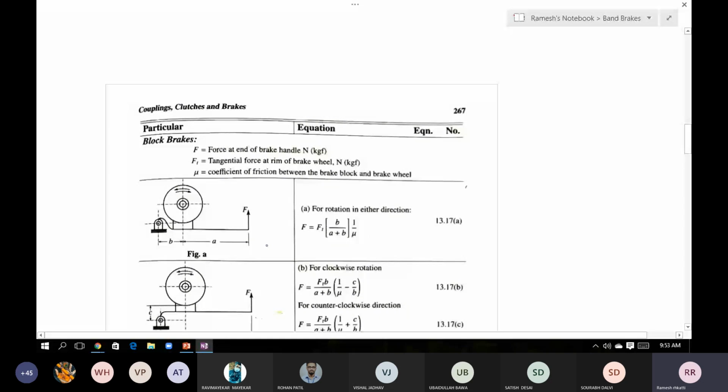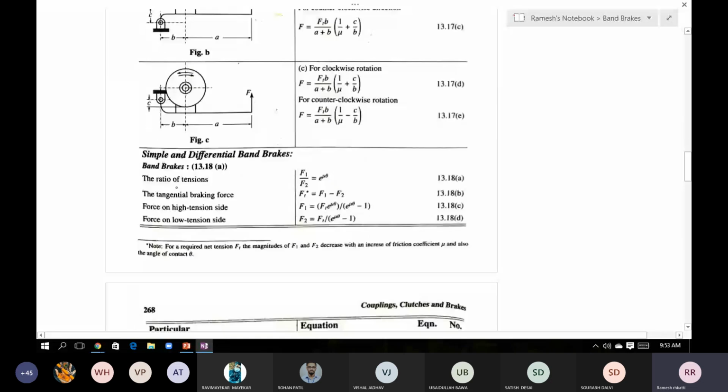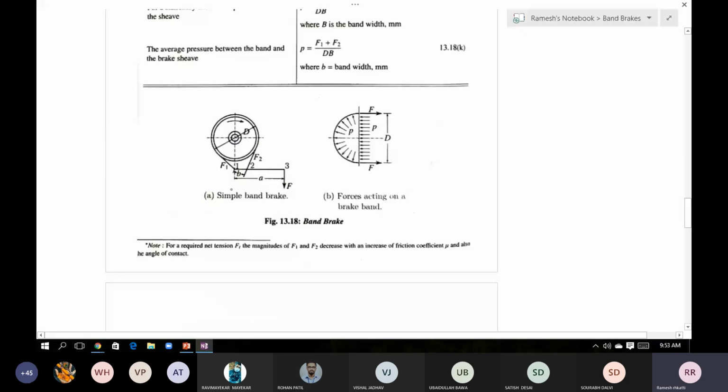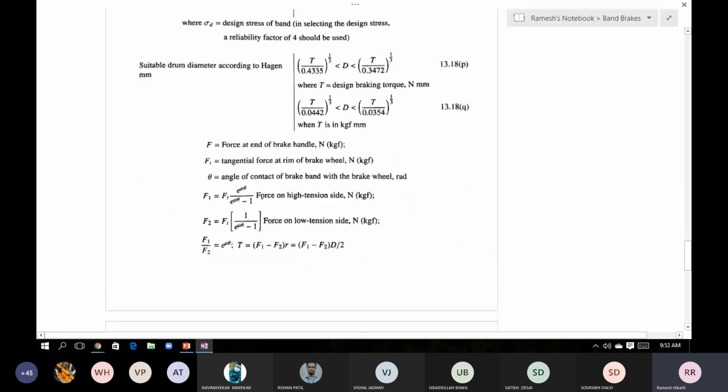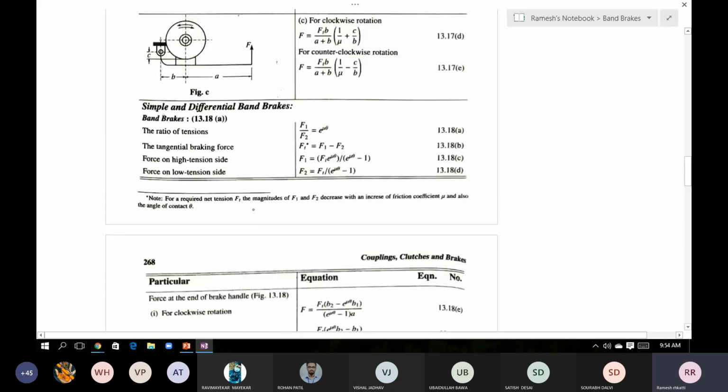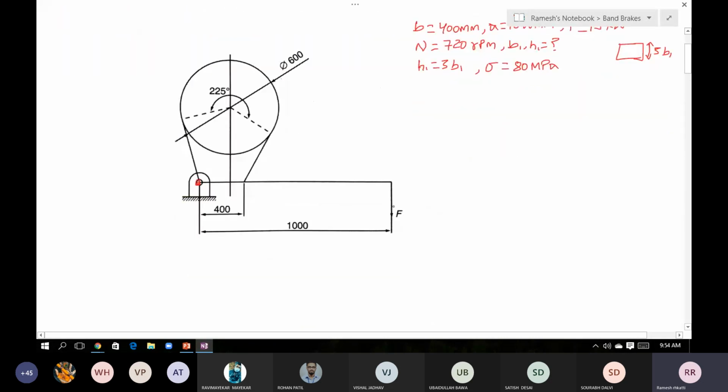Here you can see that this is the simple lever differential band brake. Now we are going to solve problems on simple band brakes. The equations are on page number 266. This is the simple band brake. Different figures are there; now we can see two figures, figure E and figure D. It is a simple band brake. In this case the force is acting downward. In the given problem also the force is acting downward.